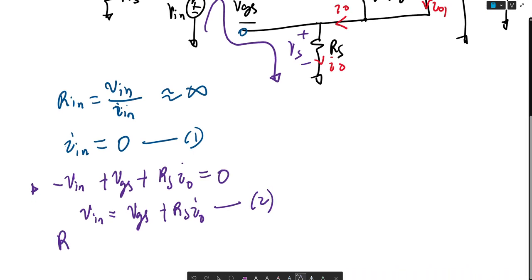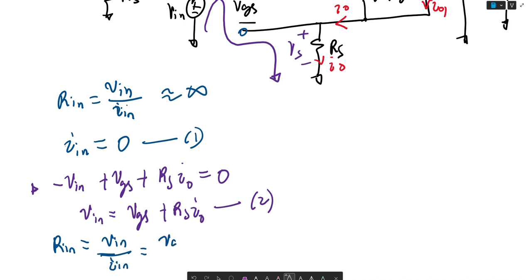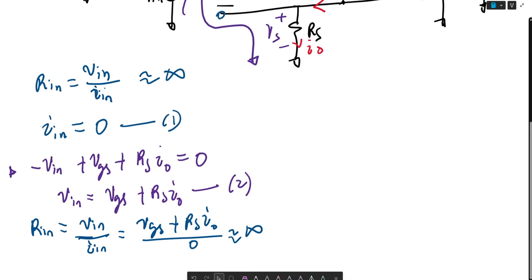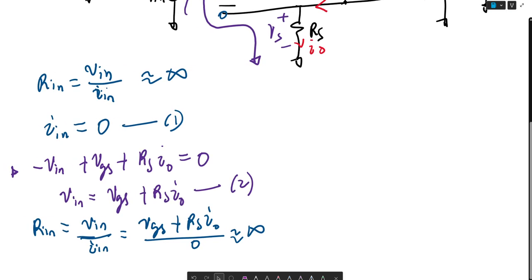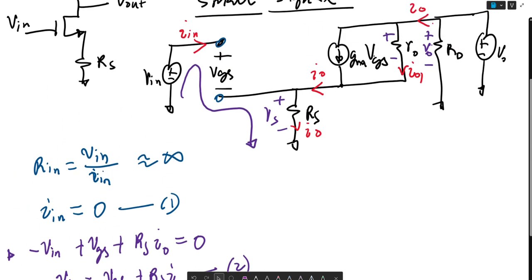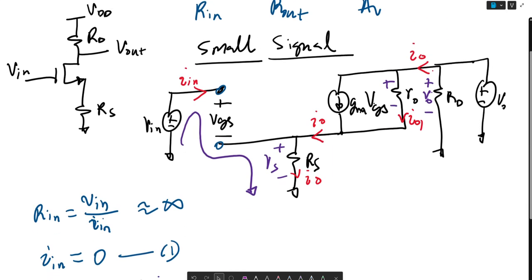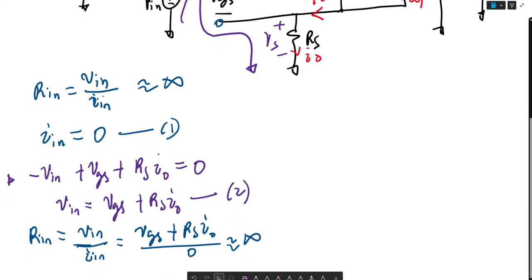And Rin, let me use blue. Rin is equal to Vin over Iin, which is equal to VGS plus RS IO over 0 again, which is basically infinity. So that's our Rin for this configuration, this common source NMOS with source degeneration.